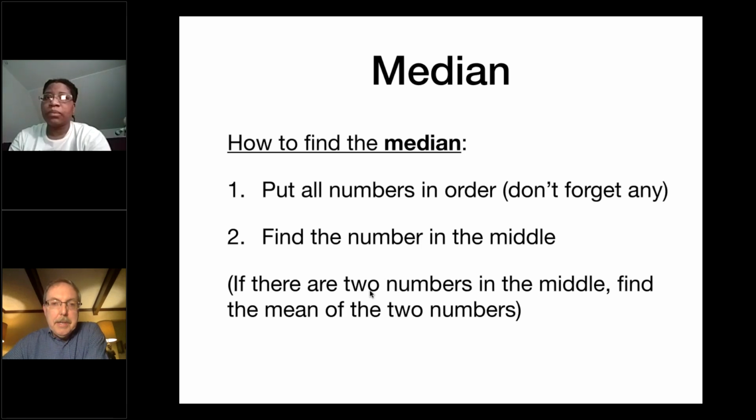So when you're finding the median, you're going to put all of the numbers in order and make sure that you get all of them. You're going to then find the number that's in the middle. And then there's a special case that if you have 2 numbers in the middle, you just find the mean between those 2 numbers. And we'll go over both of these examples.